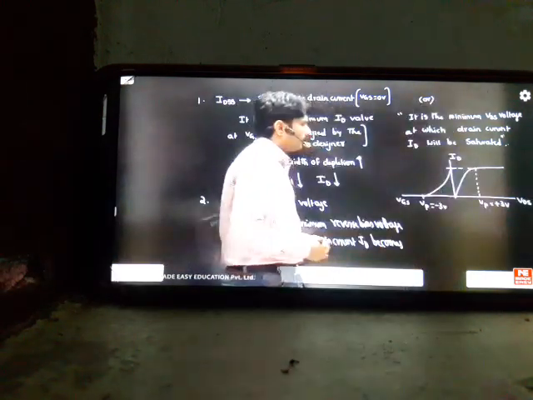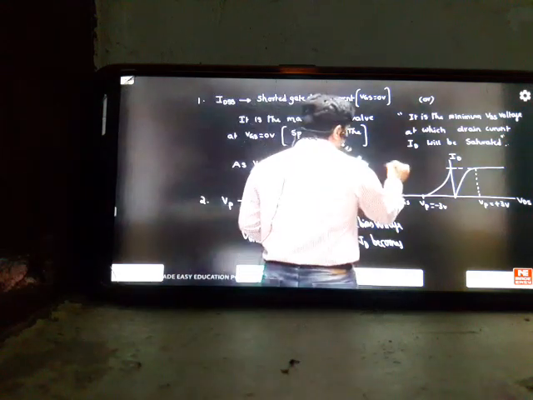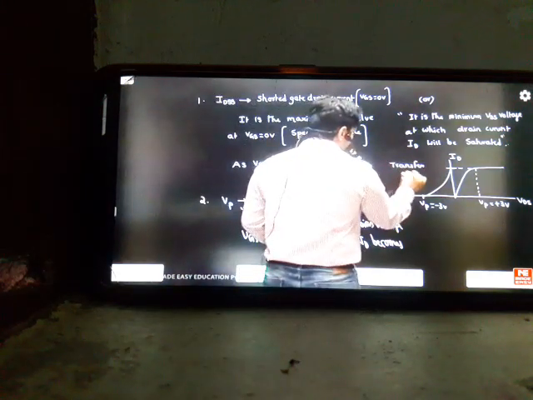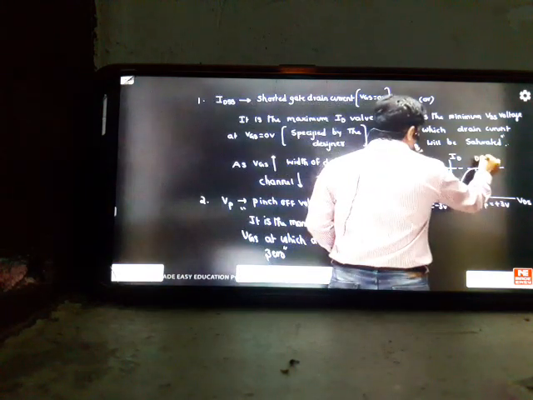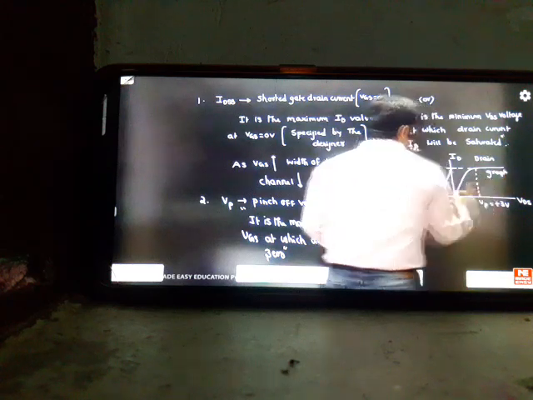Suppose you want to define your pinch off voltage in the drain characteristics. This is called the transfer graph. This is called the drain characteristics, the drain graph. So we have two graphs, two definitions.